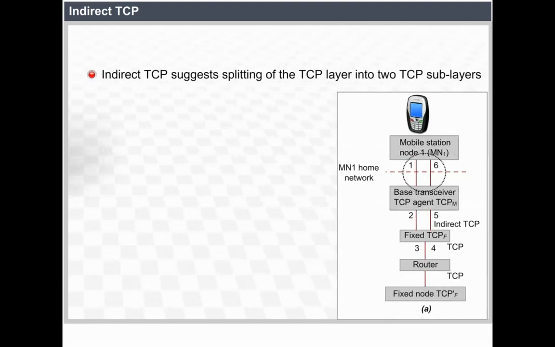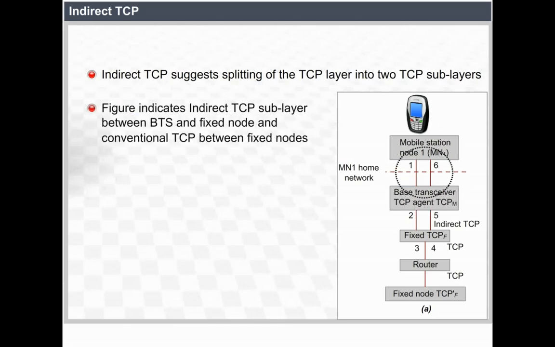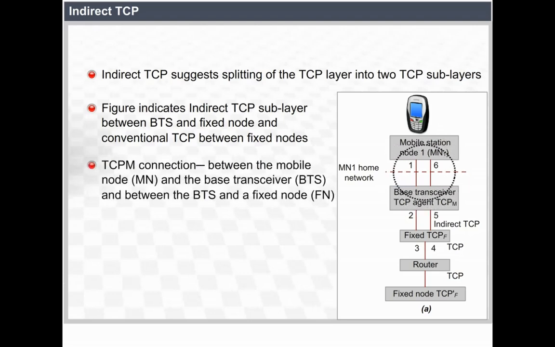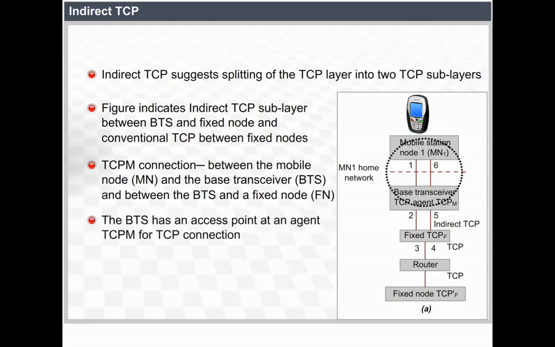Indirect TCP. Indirect TCP suggests splitting of the TCP layer into two TCP sublayers. The figure shows the indirect TCP sublayer between the BTS and the fixed node, and conventional TCP between fixed nodes. A TCP-M connection exists between the mobile node MN and the base transceiver BTS, and between the BTS and a fixed node FN. The BTS has an access point at an agent TCP-M for the TCP connection.